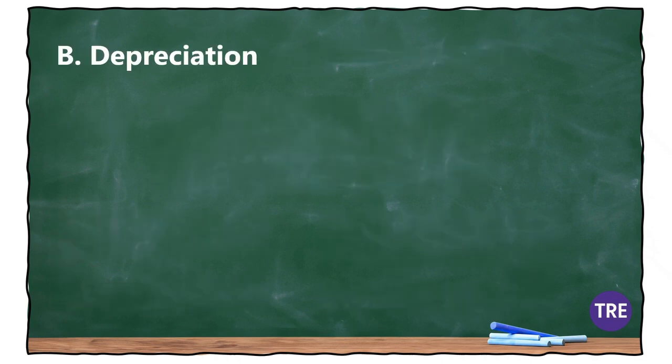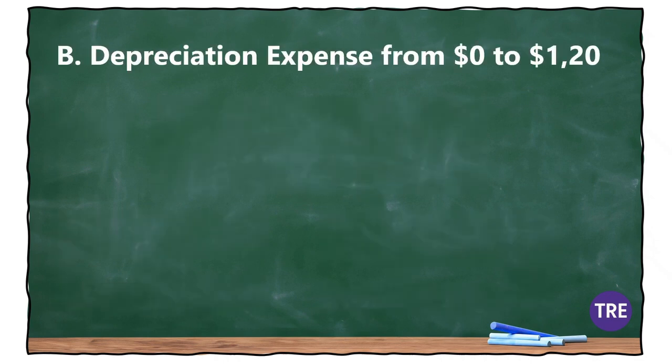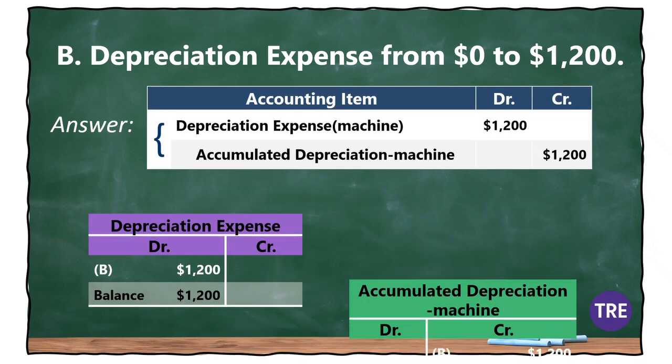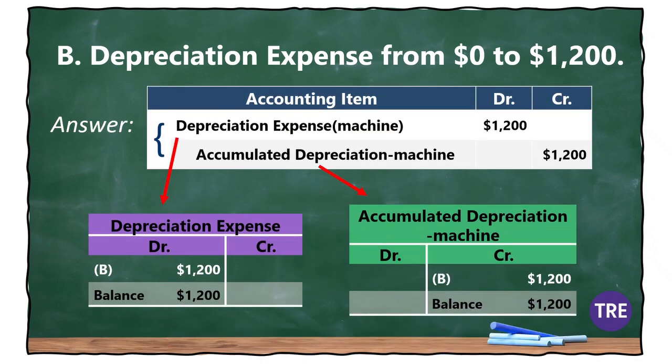Here's adjustment B. Depreciation expense increased from $0 to $1,200. That means we need to recognize $1,200 of depreciation for the machine. The journal entry is to debit depreciation expense for $1,200 and credit accumulated depreciation for $1,200.